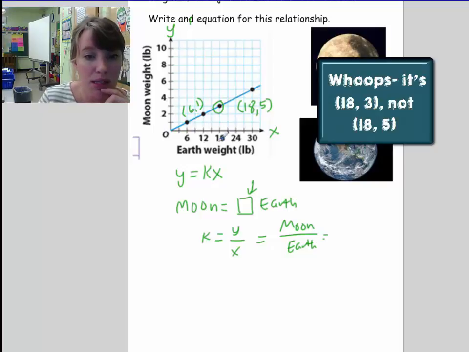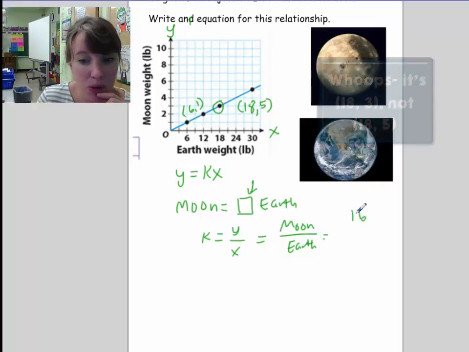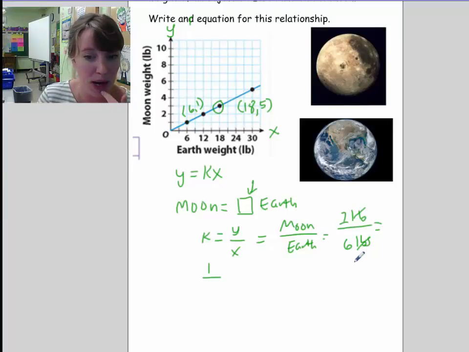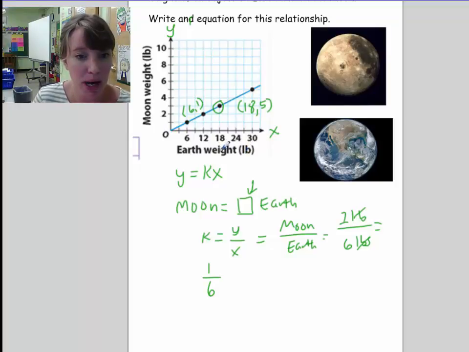That means that 1 pound on the moon is going to be 6 pounds on the earth. So our k is actually going to reduce. I notice I eliminated my unit here because I have pounds over pounds, so my k doesn't have a unit on it. It's just 1/6. So every time I take an earth's weight, I have to multiply it by 1/6 in order to get the moon's weight. You can see that here.